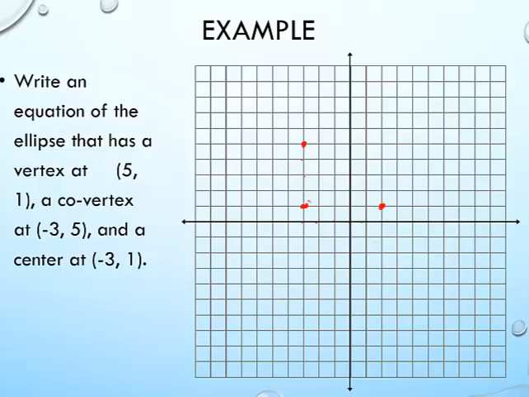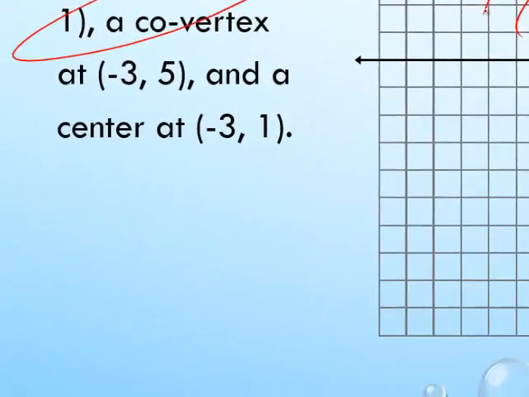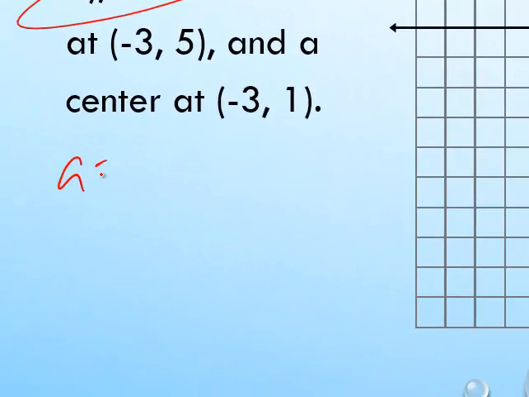Okay, so we have our center, and we have 2 lengths, here and here. The vertex is at (5, 1). So starting from your center, 1, 2, 3, 4, 5. There's your length. So then this length is going to be 1, 2, 3, 4, 5, 6, 7, 8. This is going to be 1, 2, 3, 4. So out of those 2 lengths, a is always larger. So your a is going to equal 8. b is going to equal 4.